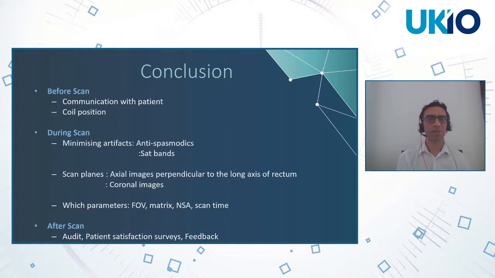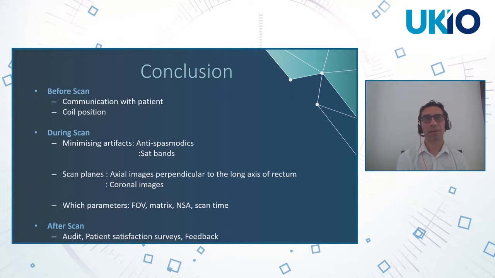So in conclusion, we've covered what to think about before the scan, communication with the patient, ensuring patient cooperation. Keep in mind the patient may not know they have cancer. We've spoken about the pelvic coil positioning, and then during the scan, when to give the Buscopan, where to place the saturation bands, and the importance of planning scan planes correctly on sagittal images.